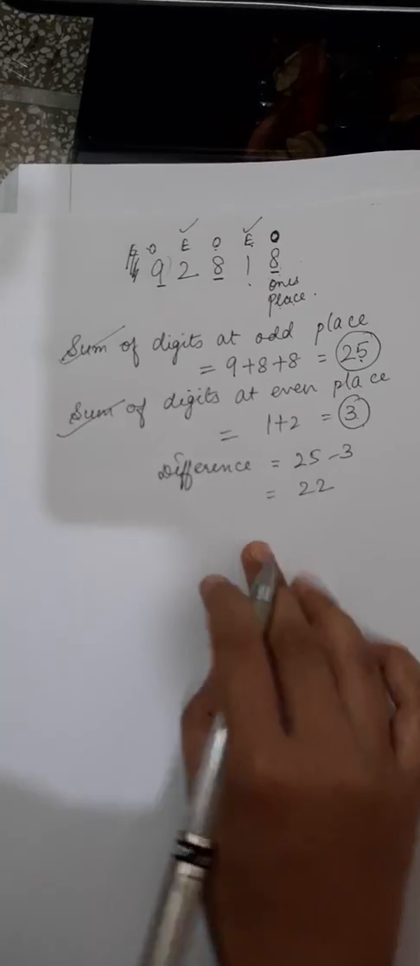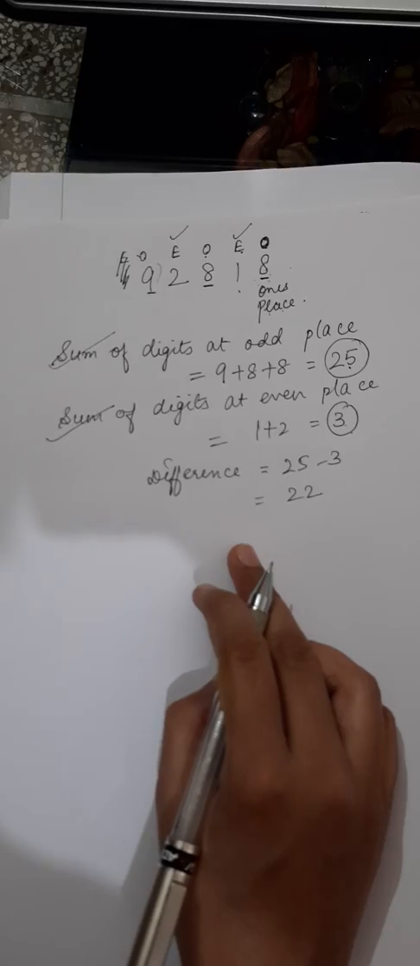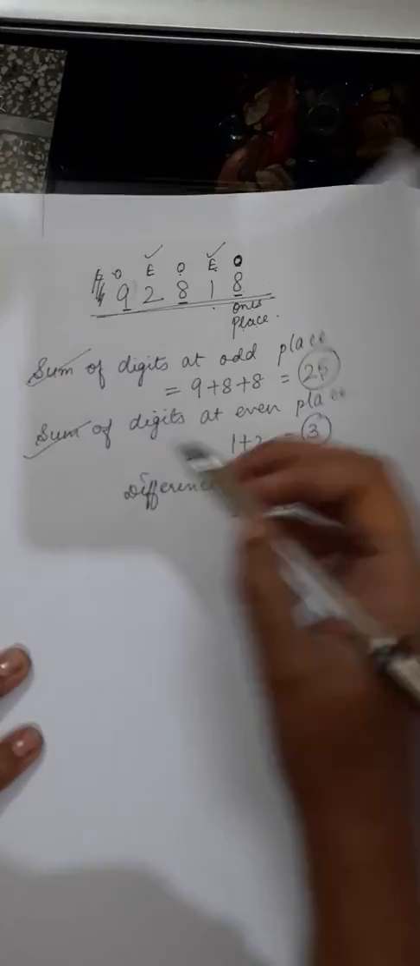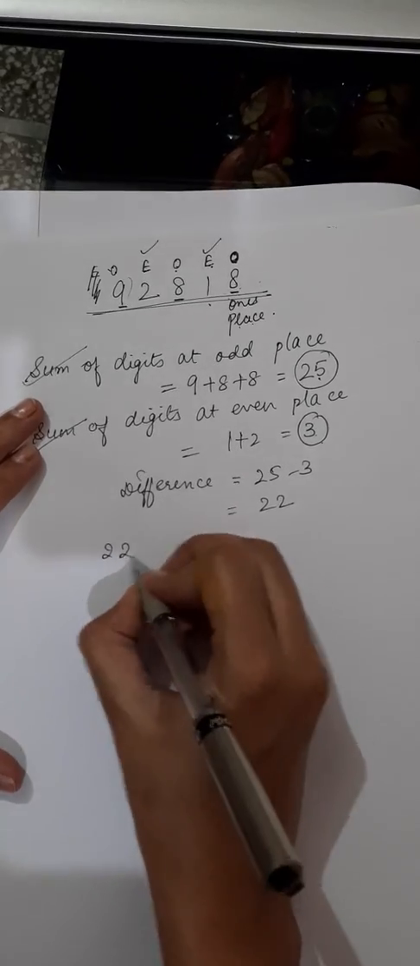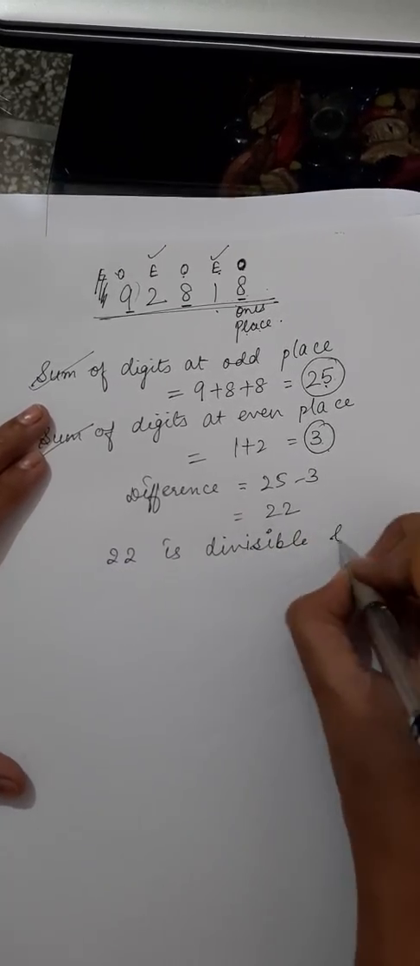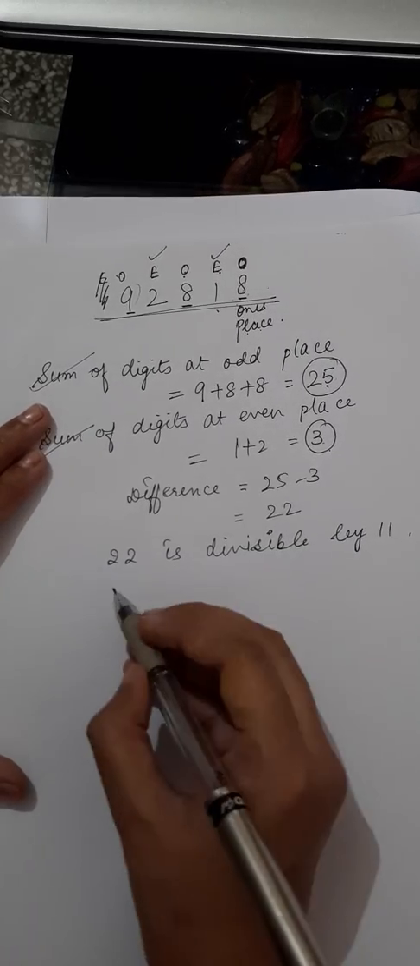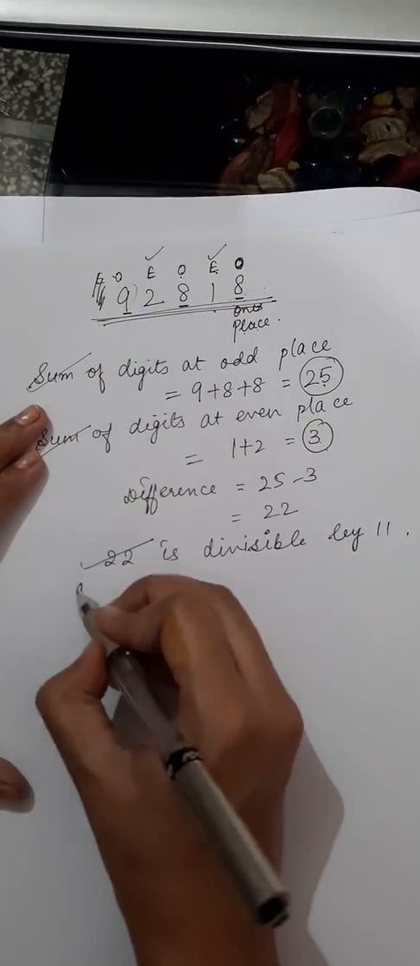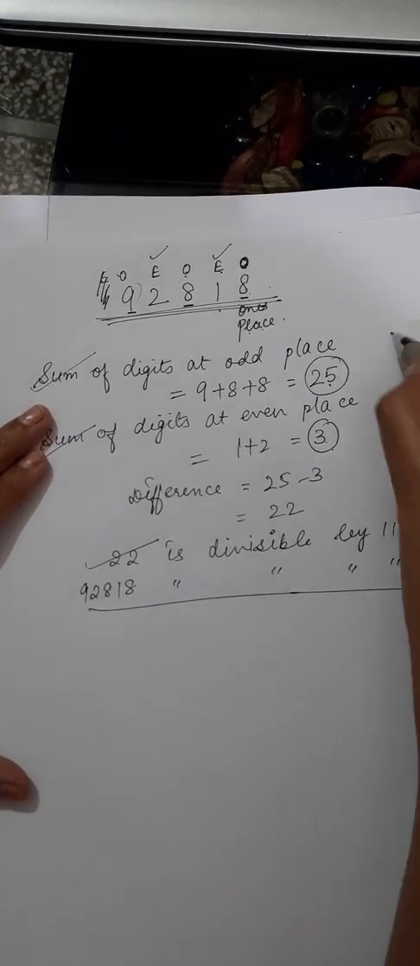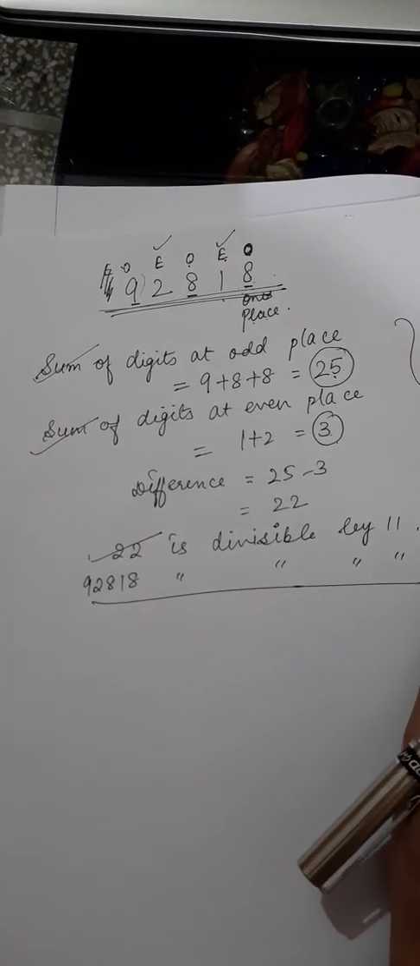22. Now if the difference is divisible by 11, that means this complete number is also divisible by 11. 22 is divisible by 11. Yes, 22 is in the table of 11. 11 2s are 22. So that means 92818 is also divisible by 11. So this is the complete divisibility rule by 11.